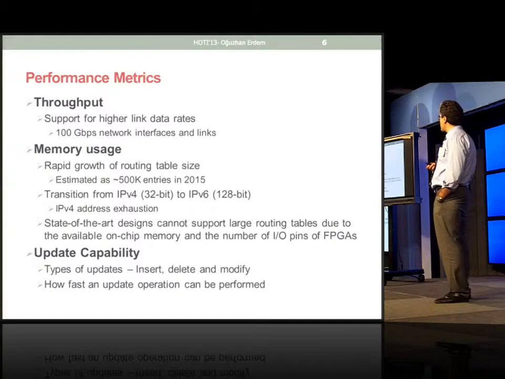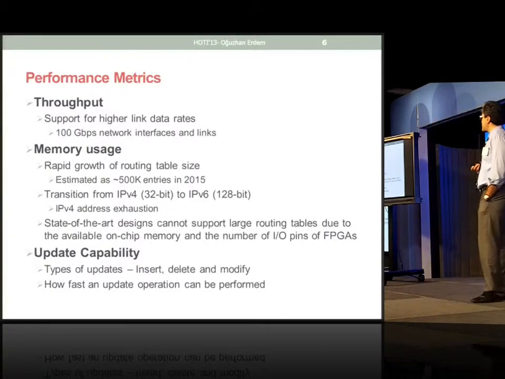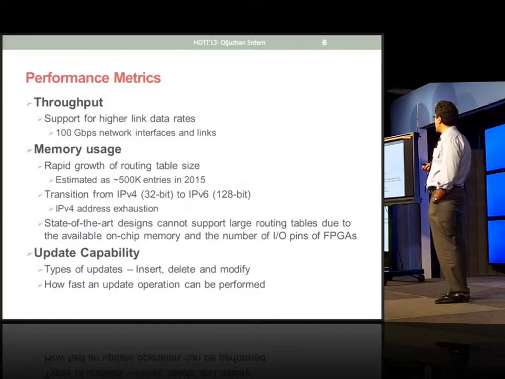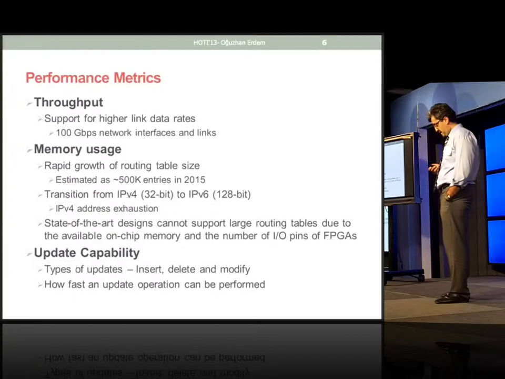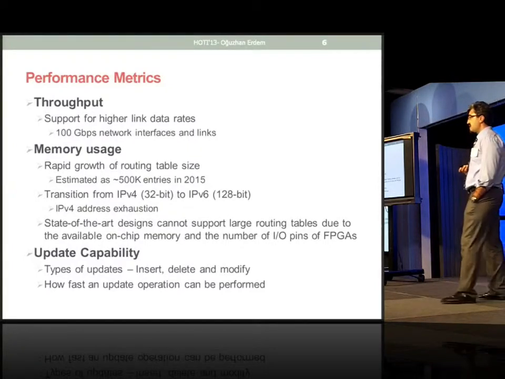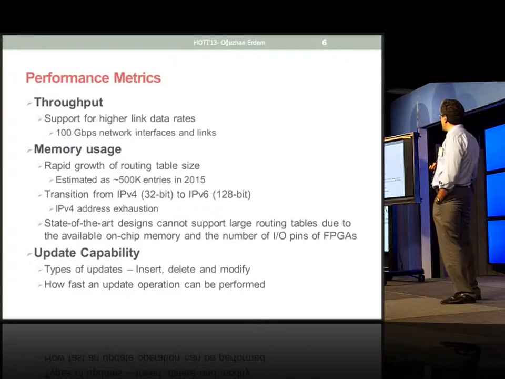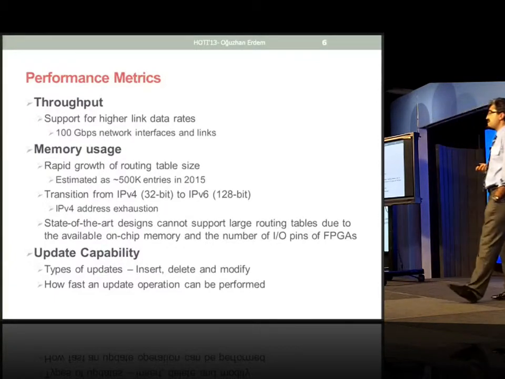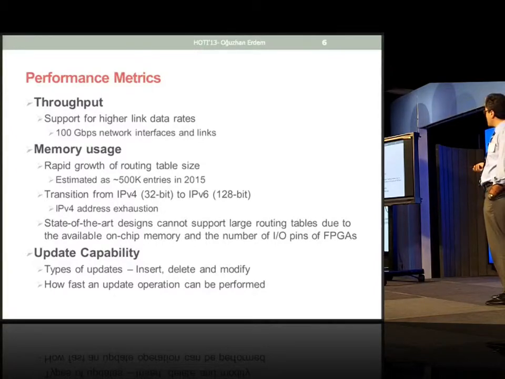And in hardware solutions, the state-of-the-art designs cannot support large routing tables because of the limited on-chip memory and the number of I/O pins in FPGA. Also, the last metric is the update capability. We know that routing table entries are continuously added, removed, and modified. These update operations have to be performed in a timely manner to ensure a stable and reliable lookup.